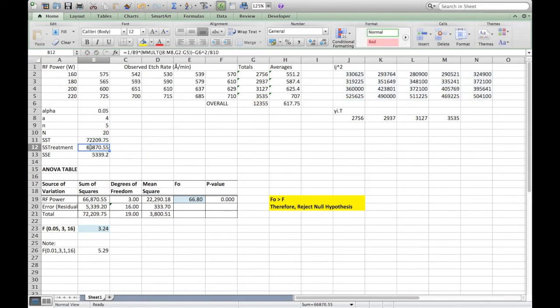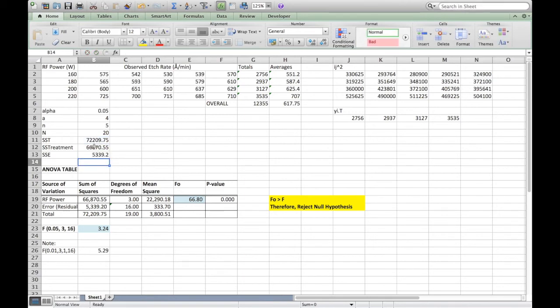To get your treatment sum of squares, that's 1 over the number of replicates per treatment times the square of the sum of observations per treatment. And I just used here the matrix multiplication function in Excel for the sum of the observations per treatment and its transpose, well, this times this actually, minus the square of the sum of all your observations divided by the total number of observations. And this formula is basically from what I've shown you earlier. And your SSE is just the difference between your total sum of squares and your treatment sum of squares.